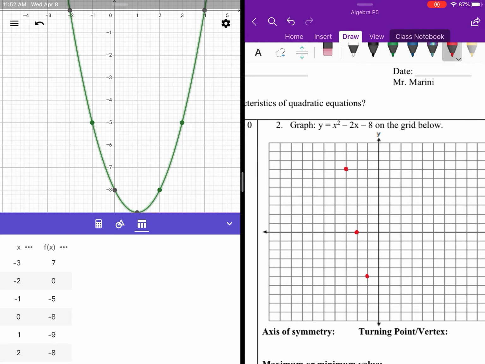0, -8. 1, -9. 2, -8. 3, -5. 4, 0. 5, 7. So this is what the equation looks like when you graph it. And there's some characteristics of this graph that I want to teach you guys about today.